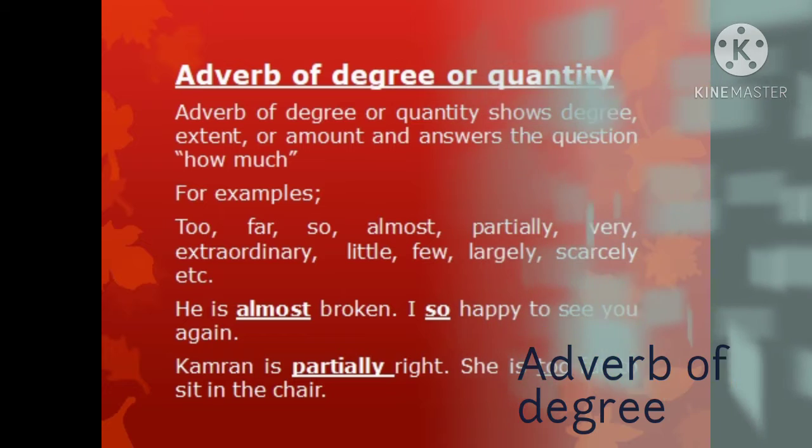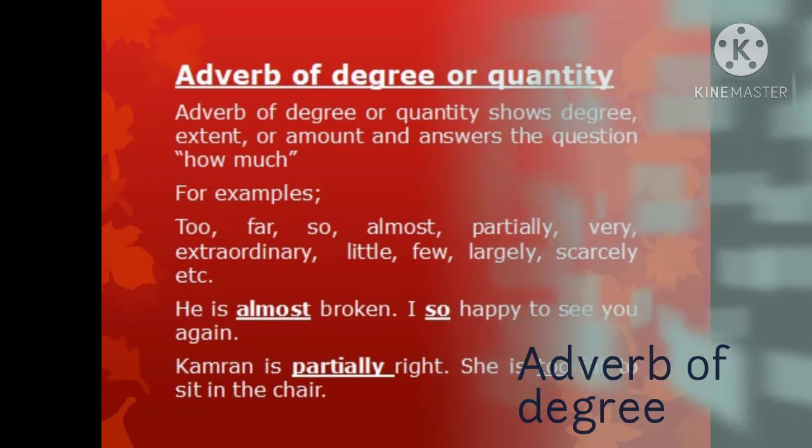Or example of degree or quantity. For example, he is almost broken. I am so happy to see you again. Kareem is partially right. She is too fat to sit in the chair. And in these four examples, almost, so, partially, too are adverbs of degree, and sometimes they also function as adverbs of quantity.